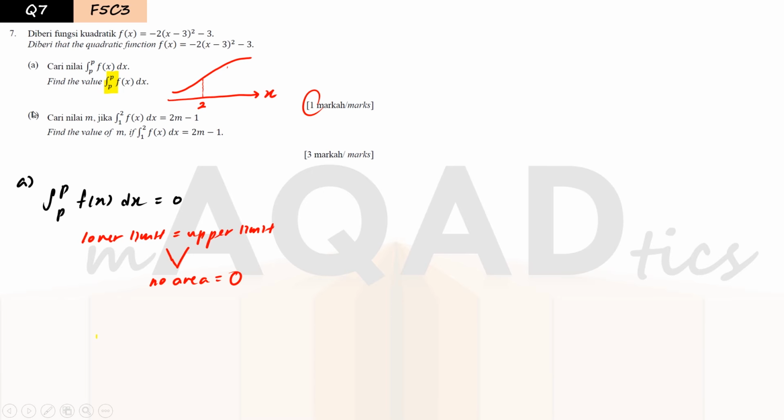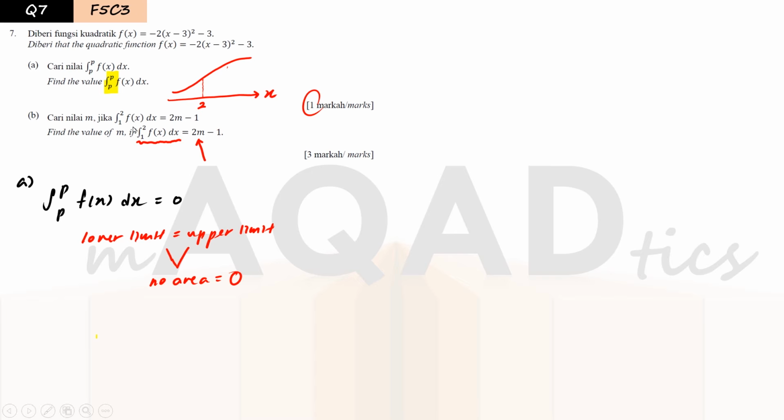For part B, we need to find out the value of m. So the value of m is on the right side of this equation. This 2m minus 1 is actually the value once we integrate f of x from 1 to 2. So I think we need to figure out the value of this integral first, and then we equate it with this one to see what is the value of m.